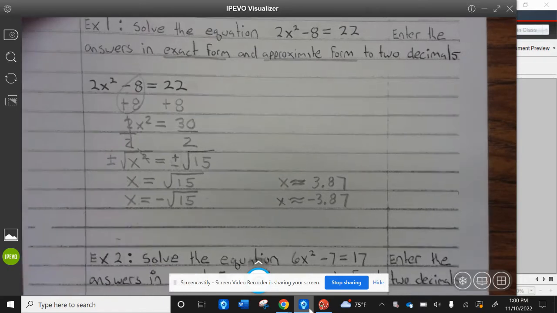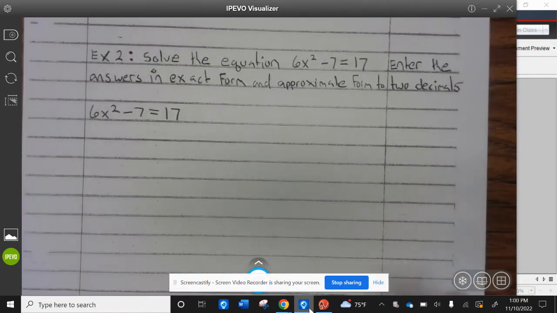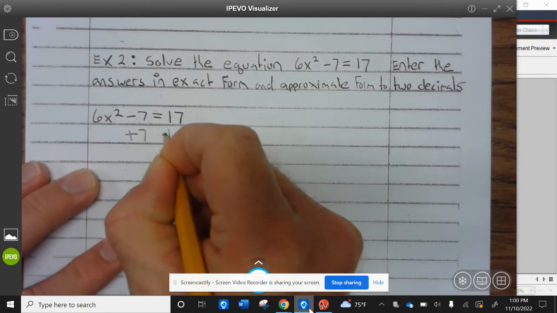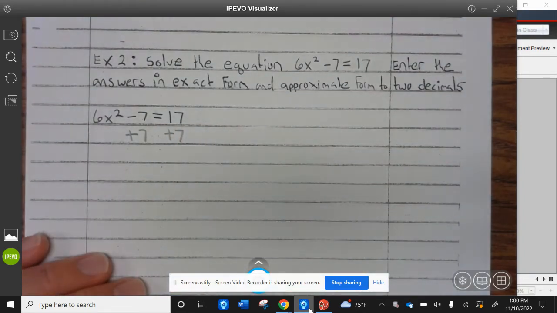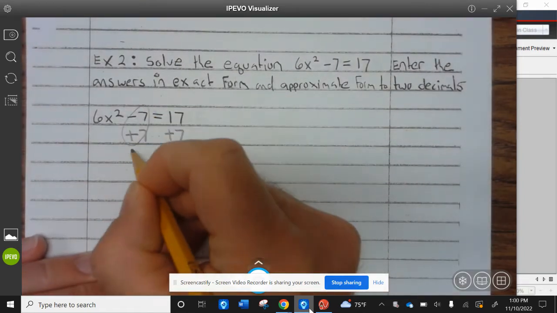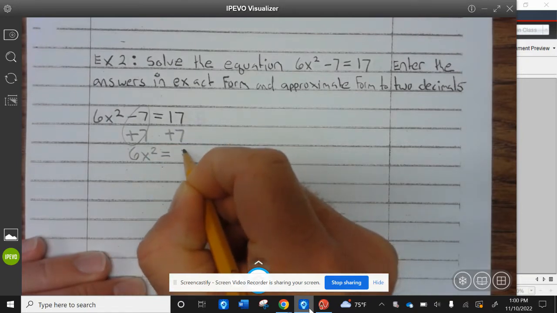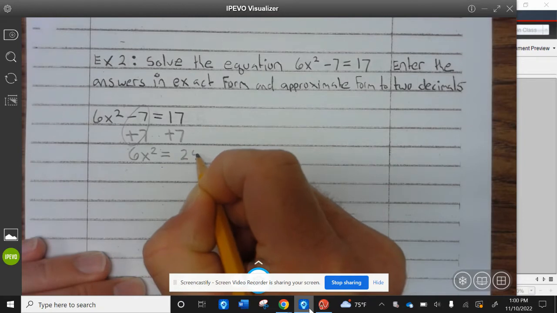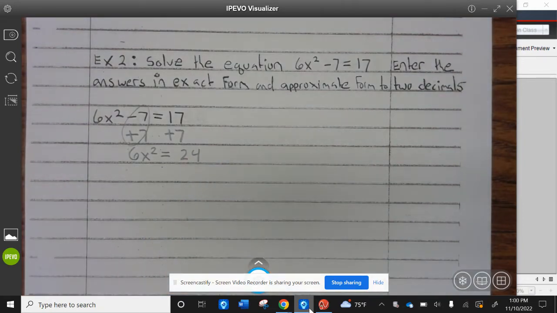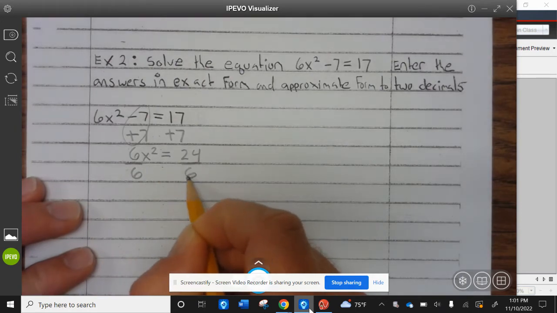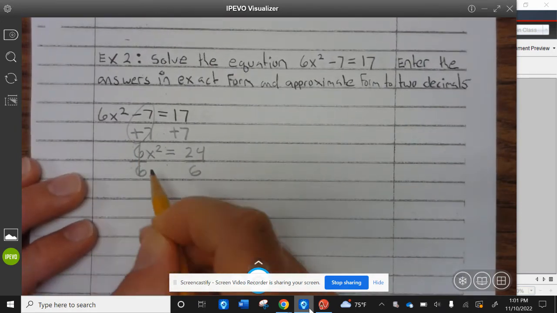All right, now let's move on to example 2. Solve the equation 6x squared minus 7 equals 17. Enter the answers in exact form and approximate form to 2 decimal places. Okay, so we're going to add 7 to both sides. That becomes 0. You get 6x squared equals 24. Okay, divide both sides by 6. 6 divided by 6 is 1.